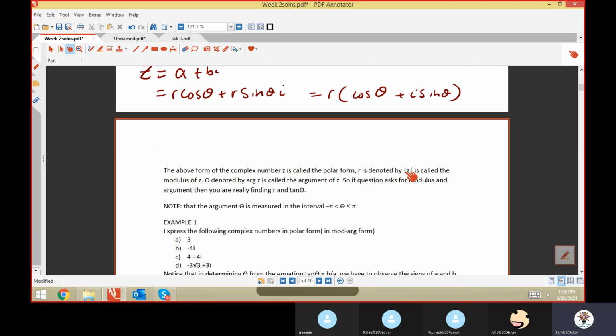R is denoted sometimes by the modulus of Z. So that looks to you guys like absolute value of Z, but it's not. It's called modulus. That's the word we use. It is absolute value, obviously, but we don't say absolute value of Z. We say the modulus of Z. So it's just the distance. That's just a fancy way of saying distance of Z.